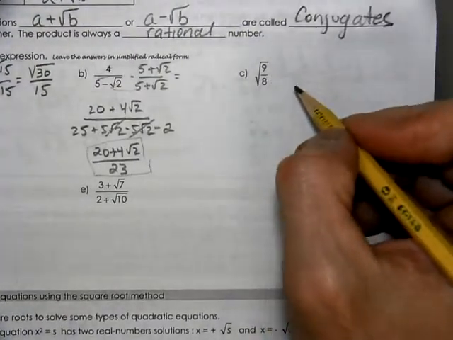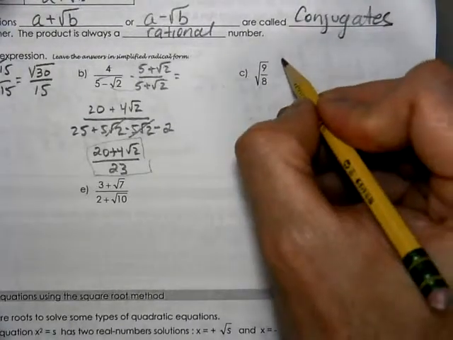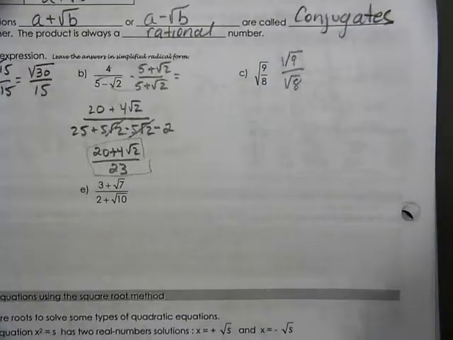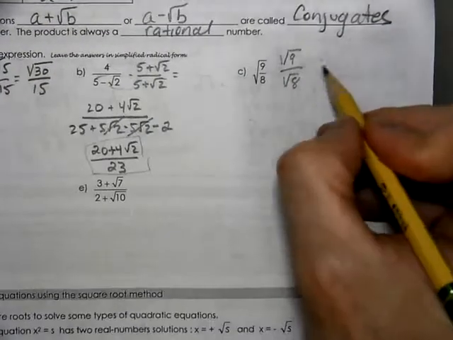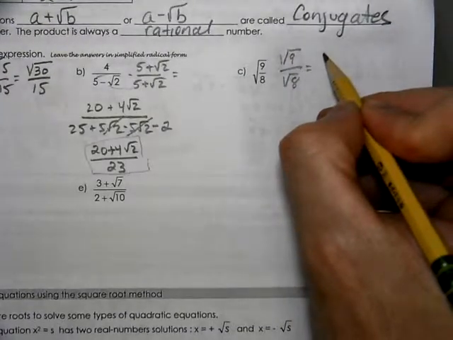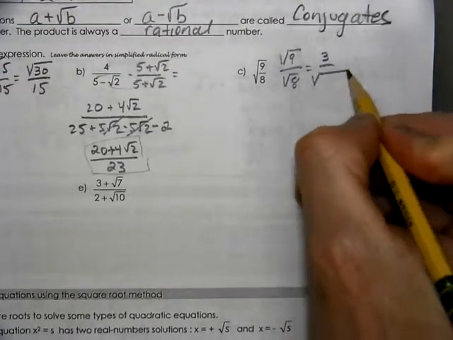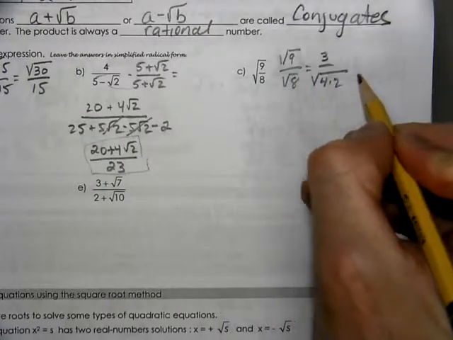Here we have a square root over a fraction, so we break it down into the two pieces. And we know the square root of 9, which is 3. 8 can be broken down into 4 times 2.